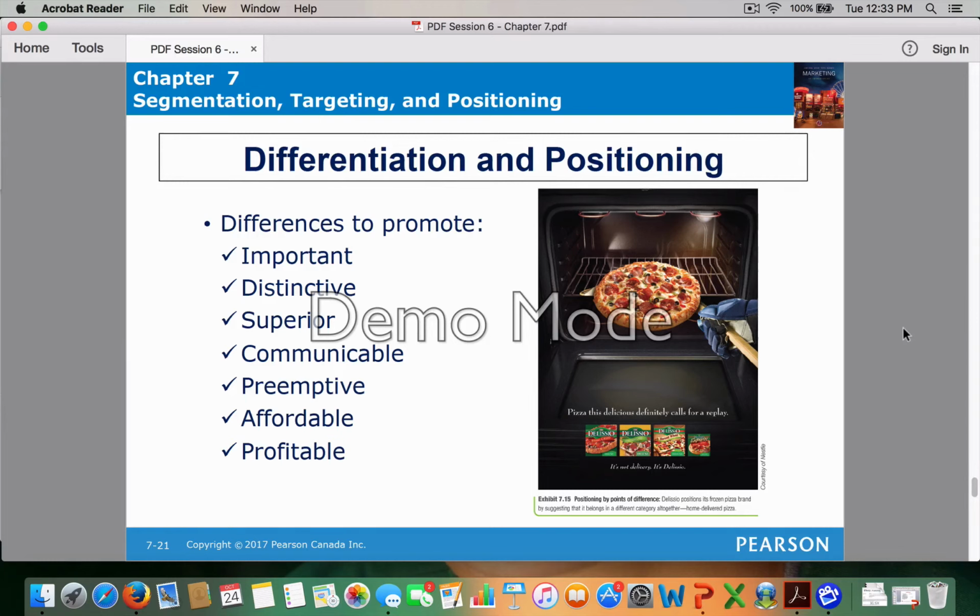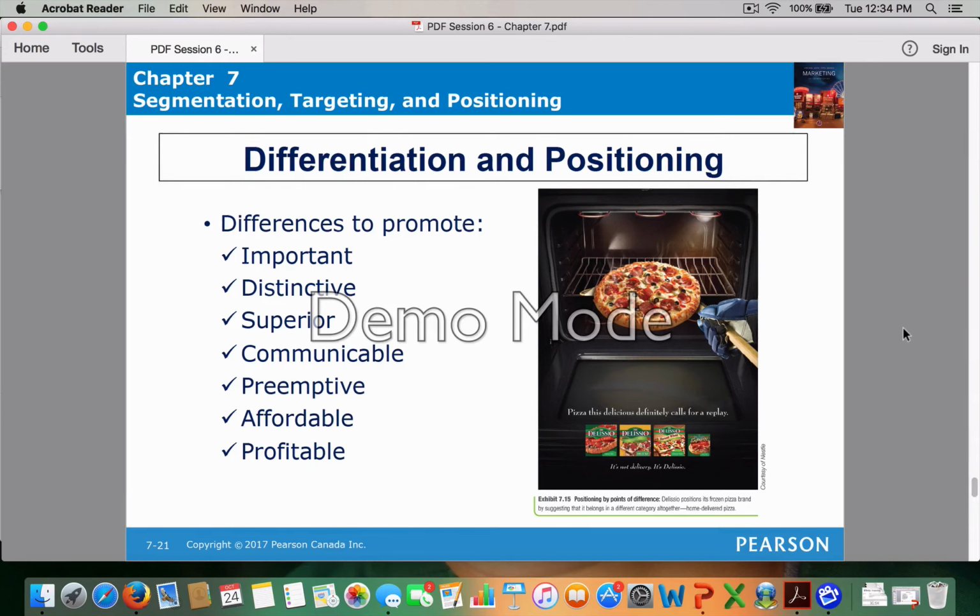The way in which you're different has to be important. It has to be distinctive and not easily replicatable by your competition. You have to make yourself different than everyone else, and it has to be superior. You don't want to be different in an inferior way. You don't want to be considered of lower quality or lower. The way you're different is in a worse way. You want to be superior.